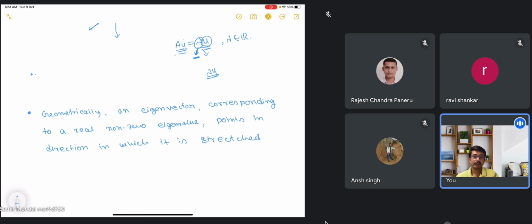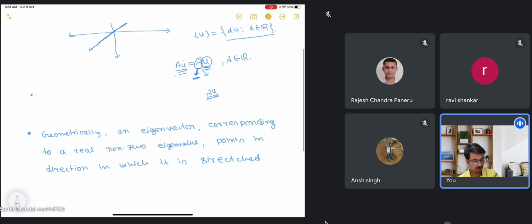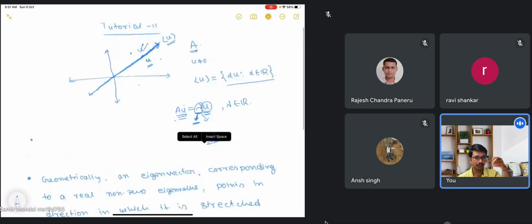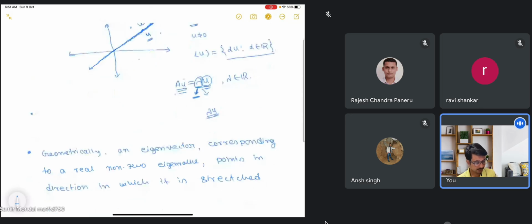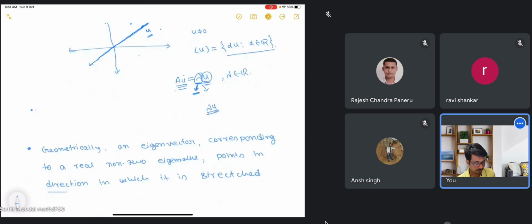Understood this one? If this lambda is zero, then any vector you multiply, it's no matter, the direction will not be any issue. But if the eigenvalue is non-zero, then geometrically the eigenvector corresponding to a non-zero real eigenvalue points in the direction in which it is stretched.